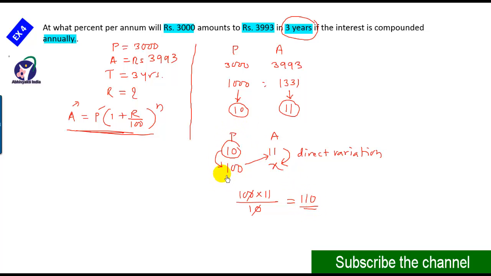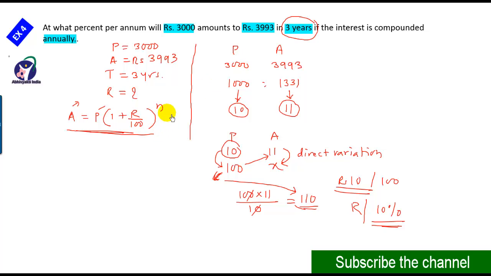And since the principal is 100 rupees, we are getting the amount as 110. It means we are getting rupees 10 more per 100 rupees, and therefore the rate of interest will be 10%. So in this case the rate of interest is 10%.